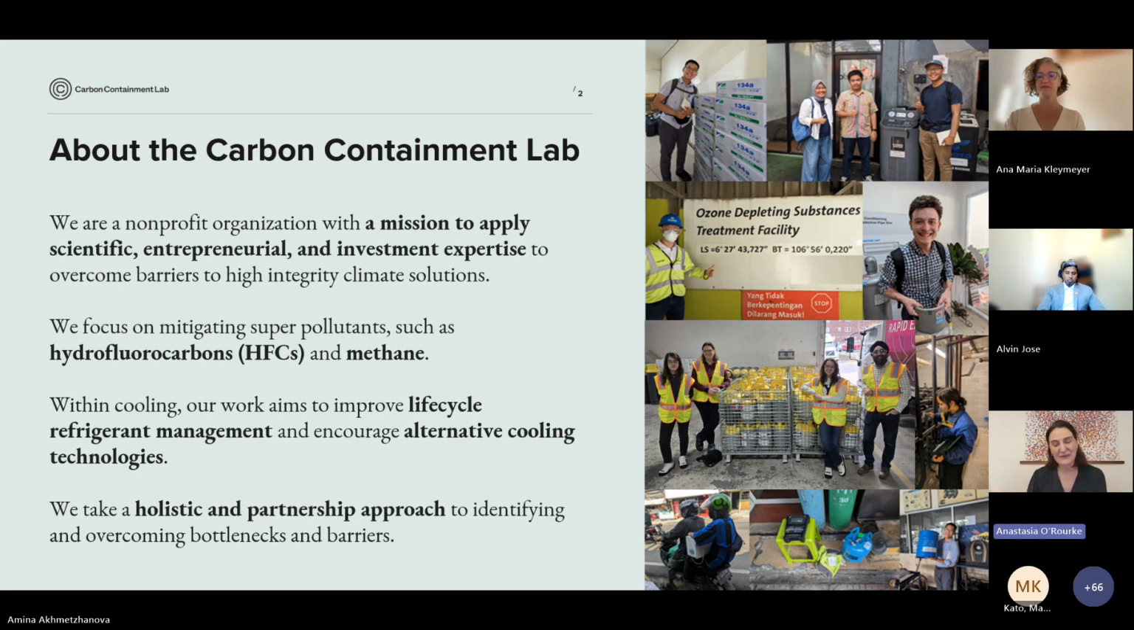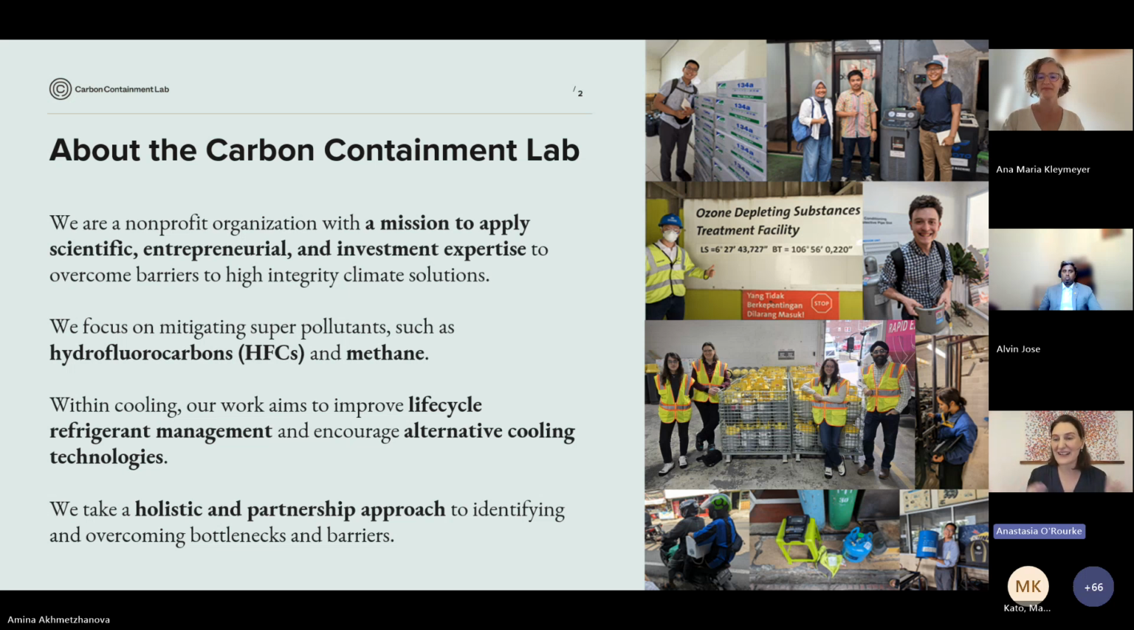And because of the investment perspective that we bring, we really look for undervalued, high-scale, possible to scale up solutions, and mitigating hydrofluorocarbons, or HFCs, is one of those. We think it's really underappreciated as a climate solution. And in particular, we're focusing on life cycle refrigerant management, as well as looking at some of these alternative cooling technologies that don't even use gases, the sort of next generation. So we like taking a very holistic and partnership-based approach to identifying what the opportunities are.